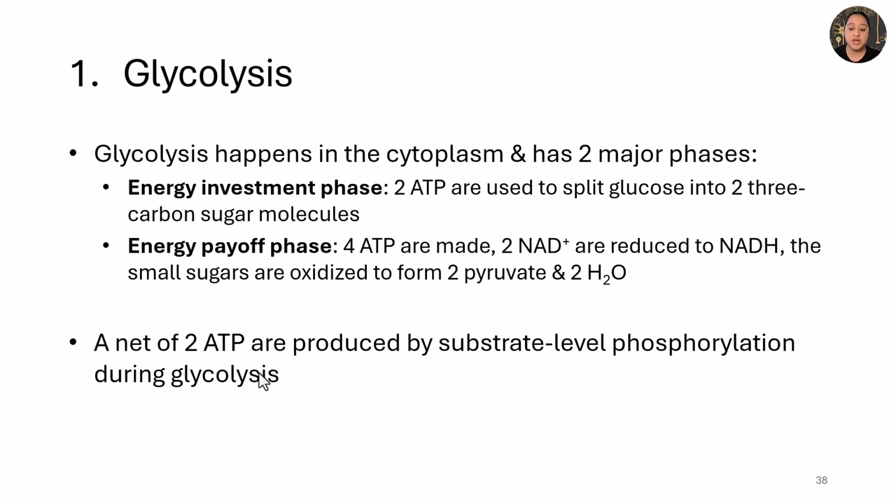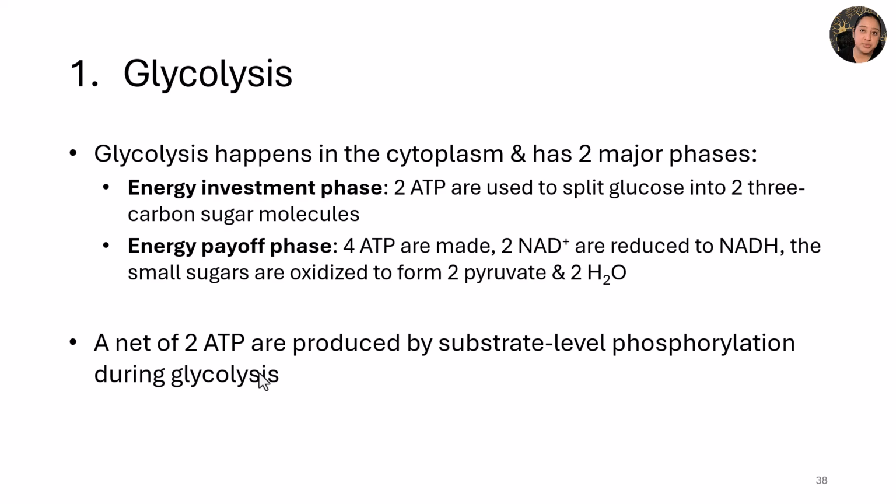There is one part where you put in some energy. So it's the energy investment phase. 2 ATP are used to be able to split glucose into 2 3-carbon sugar molecules. And then the next phase is the energy payoff phase. In this phase, 4 ATP are made.